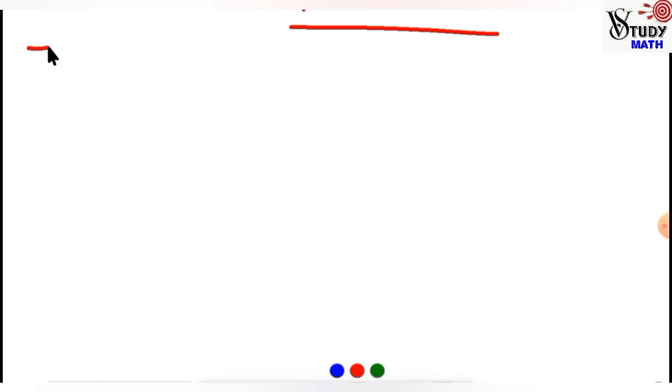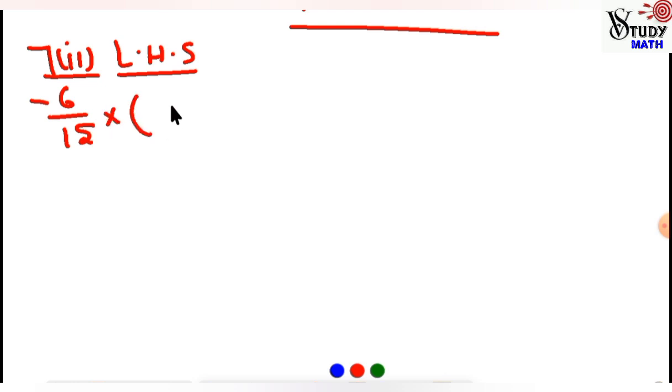Question number 7, part 2. Taking the left hand side here again, the left hand side is given here: negative 6 by 15 multiply small bracket 7 by 8 positive negative 5 by 12. This is given here. Now how can we solve this? We have to think about it.